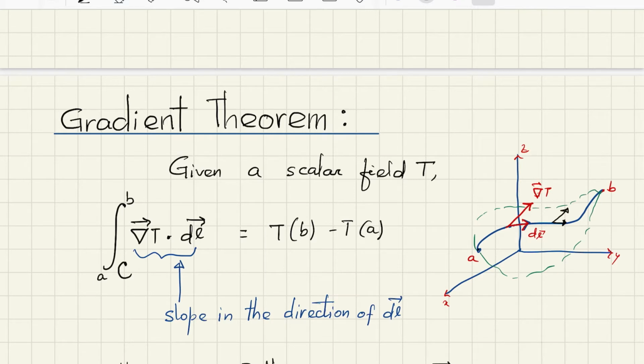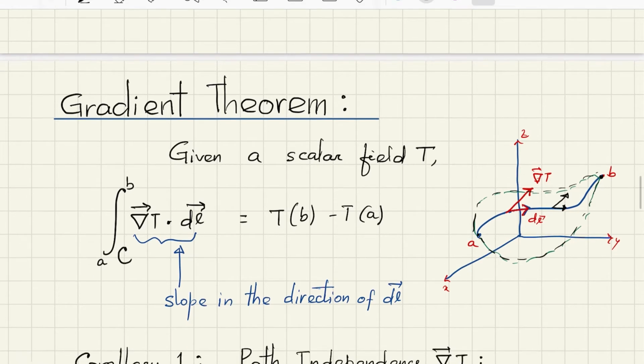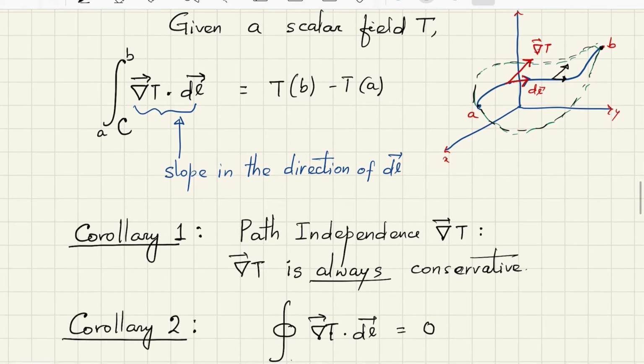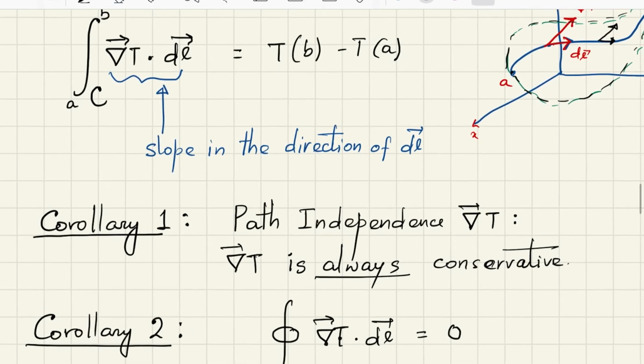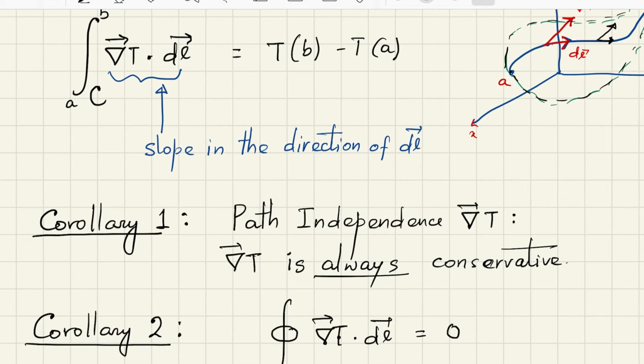Since it depends only on the edge points, it really does not matter which path that I take. So it will still be the same. And hence, there is an important corollary. It's simple to state and understand, but it's very important in its implication: the gradient is always path independent, and the grad t is always conservative.